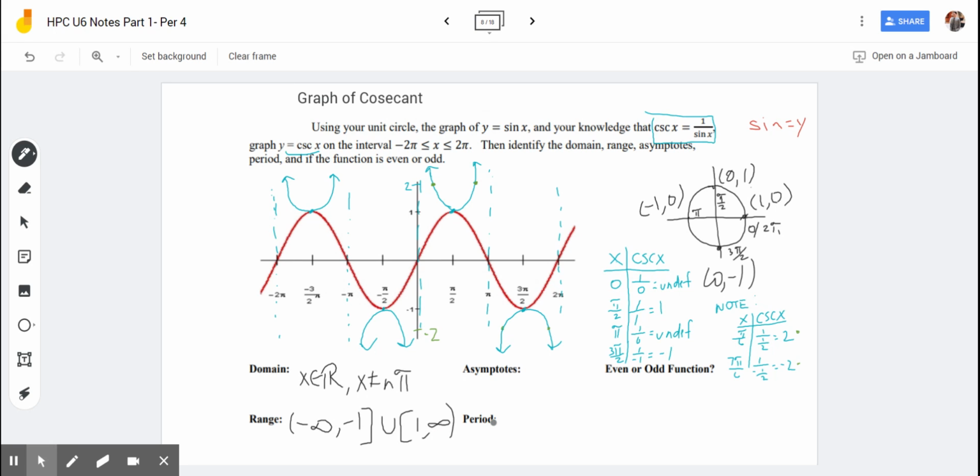All right. Our asymptotes occur at every multiple of pi, and they are vertical. So we're going to write vertical asymptotes at every n pi units. And the period is still 2 pi. It still takes 2 pi units to complete one full cycle of cosecant. And similar to sine, because it's based off of the graph of sine, and sine is odd, cosecant will also have odd symmetry.